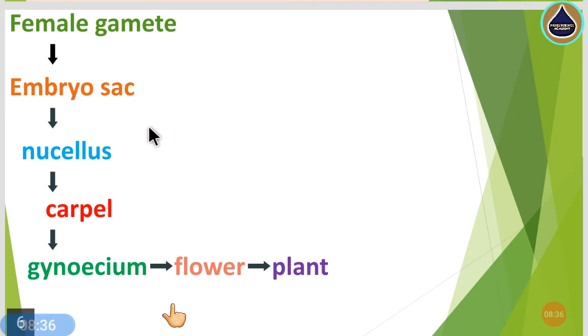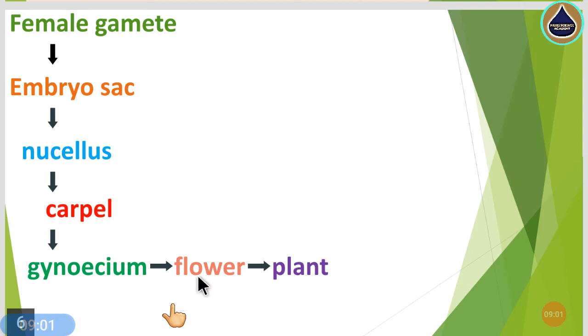formed in the embryo sac, and the embryo sac is found in the nucellus, and the nucellus is part of the carpel, and the carpel is the single unit or single member of the gynoecium. Gynoecium is the female reproductive whorl of the flower, and the flower is part of the plant. So I hope it is clear in your mind. Let's see one more time.